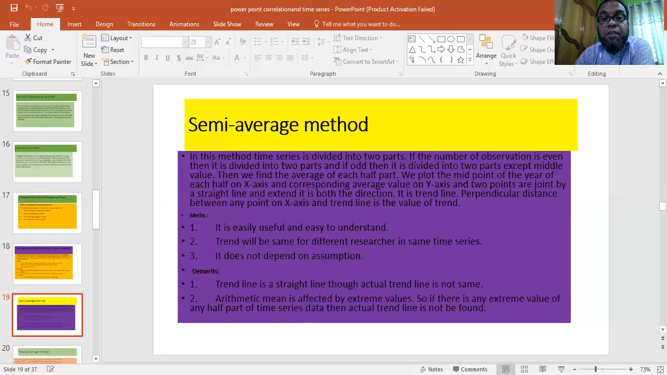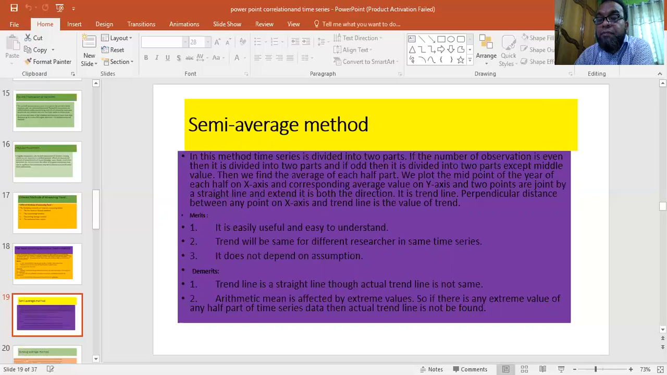In this method, the time series is divided into 2 parts. That I have told earlier. If the number of observations is even, then it is divided into 2 equal parts. And if odd, then it is divided into 2 parts, except the middle one. Then we find the average of each half. We plot the midpoint of the year of each half on the x-axis and the corresponding average value on the y-axis. And the 2 points are joined by a straight line and extended in both directions.